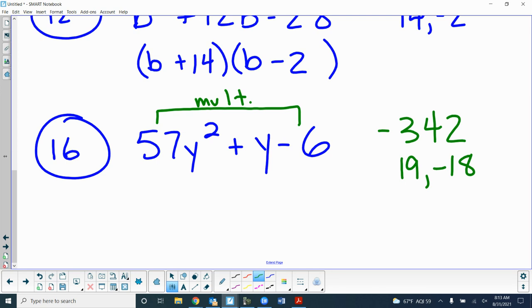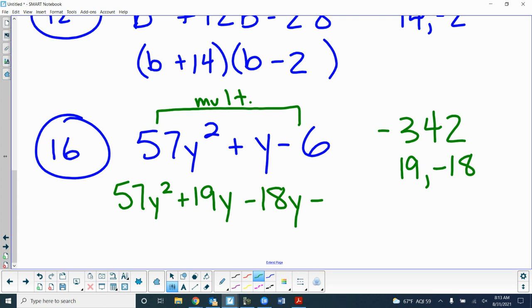All right, so we rewrite it. 57y squared plus 19y minus 18y. Remember, whatever that variable is goes with those two factors. And then minus 6. So the first and the third one stays the same. That middle one we break up into 2 so we can group it. There's a negative there, so I'm going to put it inside my group. Let's put a plus sign between them.